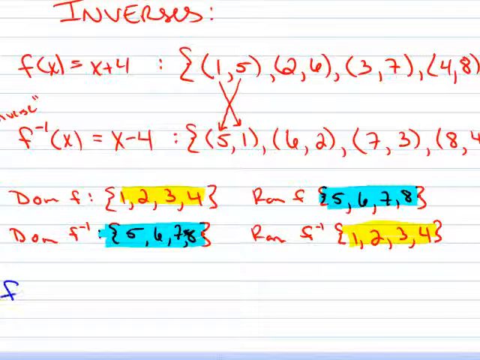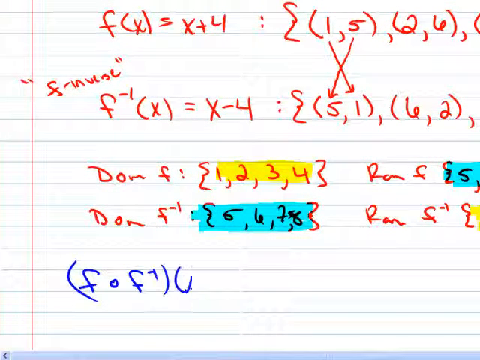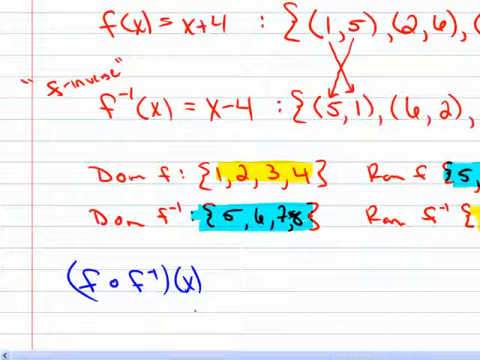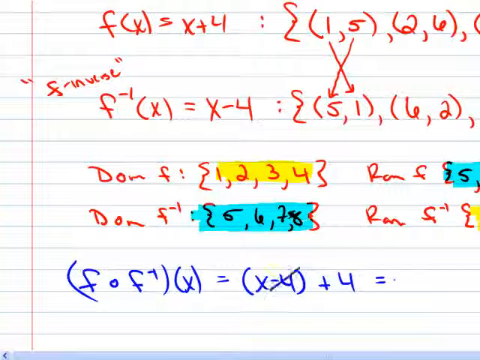Just for fun, because you thought we were done with compositions, but we're really not. Let's take the composition of f and f inverse. F is this thing that you put something in and it does this to its input. In this case, the input is f inverse, which is x minus 4. Minus 4 plus 4 is 0, and you get x.